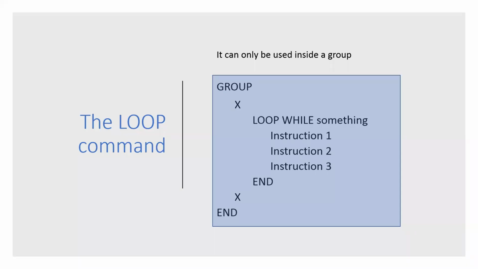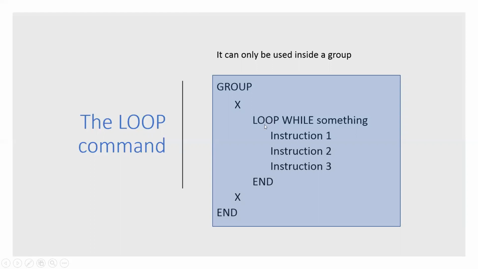The first thing we need to know about the loop command is that you can only use it if you have a group command. You are only allowed to use the loop command inside a group command. So in my example on the right-hand side of the slide, I've got the group command. It starts with the word group and it ends with the word end. And then inside this group, that X represents one or more instructions, not in the loop necessarily, or not in the loop at all. And then we have this actual loop starting.